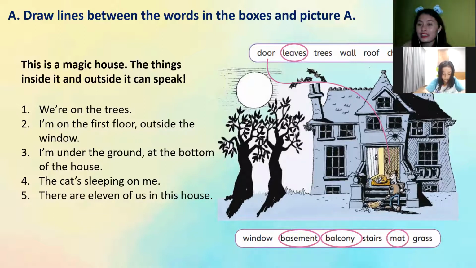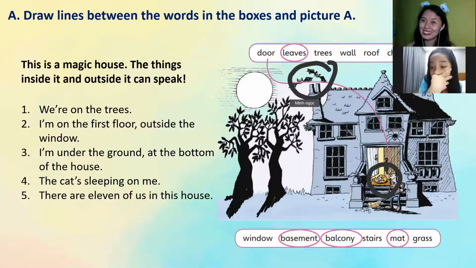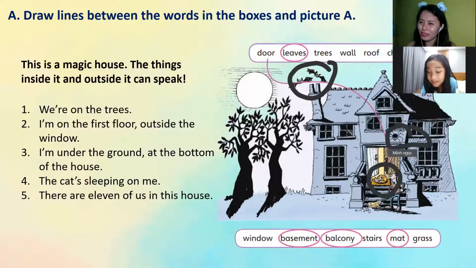Can you count what are those things or animals that can speak that you can see in the house? There are 11. Can you encircle what are those animals you can see? Oh, it's a cat. What else? Teacher, I see two bats above. Oh, can you see it? Teacher, it's a spider. Oh, there's a big spider.